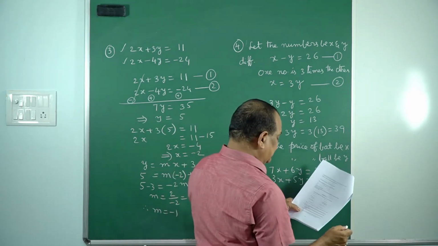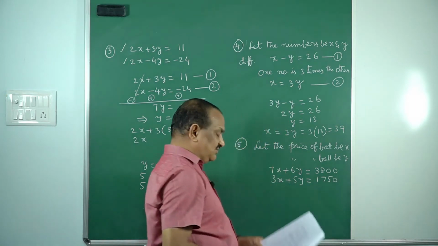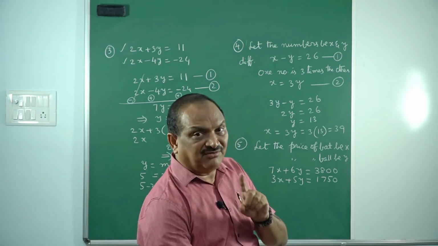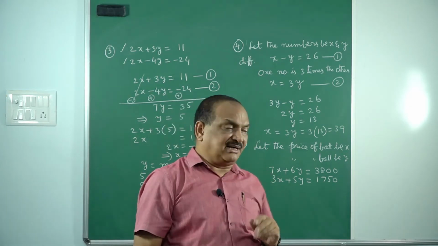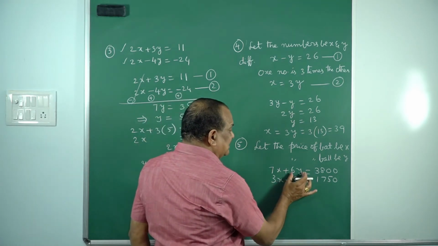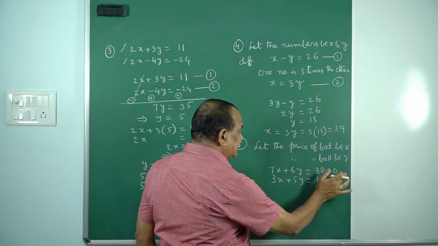And how much did he spend for that? 1750. So there are 2 equations which we should solve. Find the cost of each bat and each ball. 1 bat, 1 ball. How much do they cost separately? So when you're doing substitution, I just find, say, 6y is equal to 3800 minus 7x.